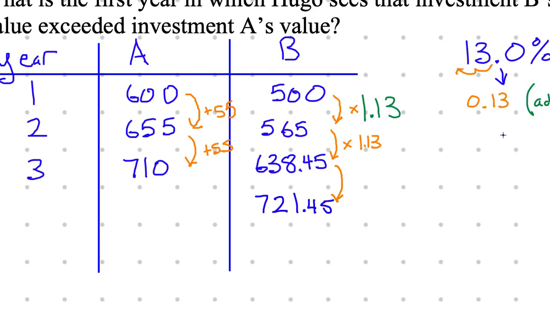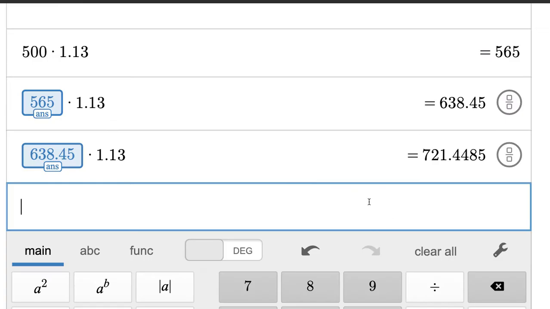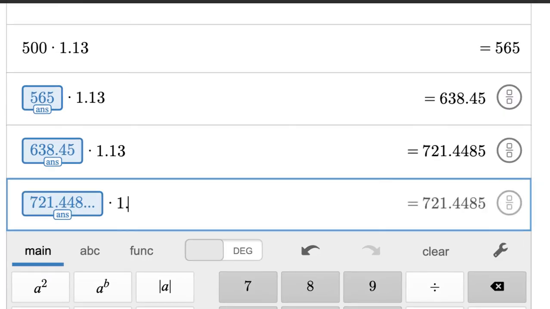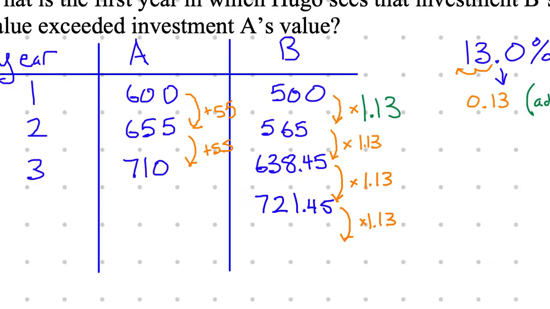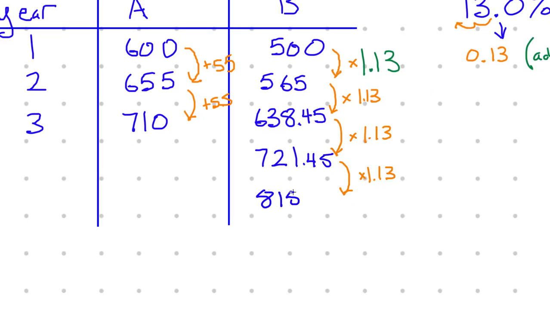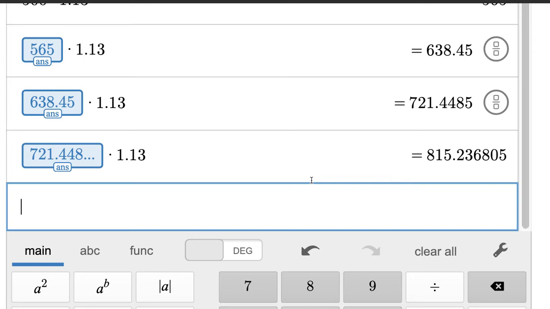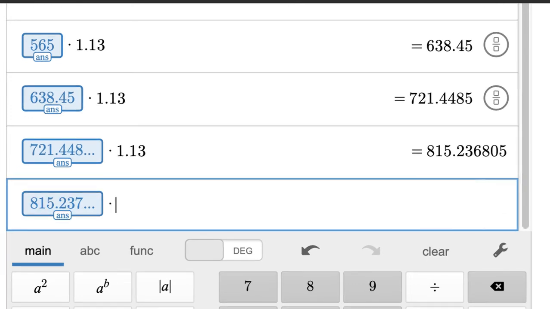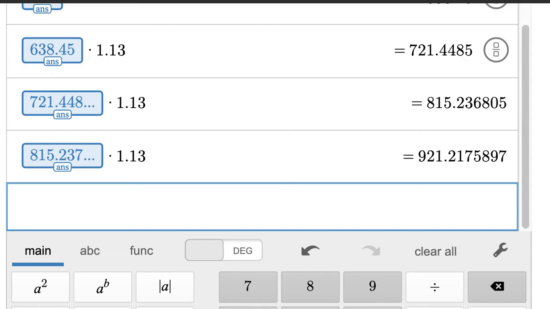721.45. And I was multiplying by 1.13 again. So ANS times 1.13, and I get 815.24. I'm rounding in my table, again, not on the calculator, and we'll just do one more time just in case. So times 1.13. I'm guessing I'm somewhere around here. I'm probably going to be catching up, but I might have to do another value. We'll see. So let's do more. Answer times 1.13. I get 921.22.